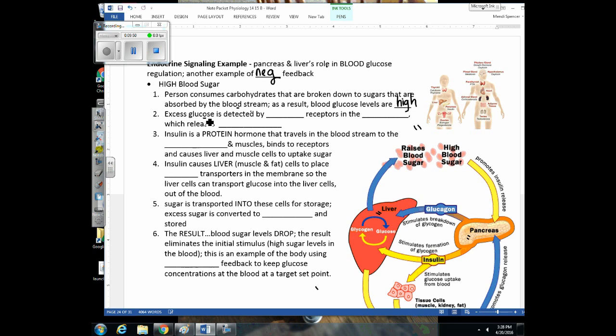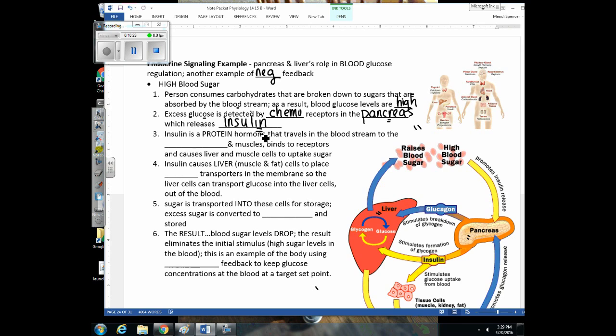This excess glucose is detected by receptors. Since they're detecting chemicals, they're called chemo receptors. They're able to detect glucose in the blood. And these chemo receptors are found on cells of the pancreas. So this is the first organ that we're going to talk about here of the endocrine system. So the pancreas detects when your blood sugar levels are too high, and this causes the pancreas to respond. It's going to release insulin.